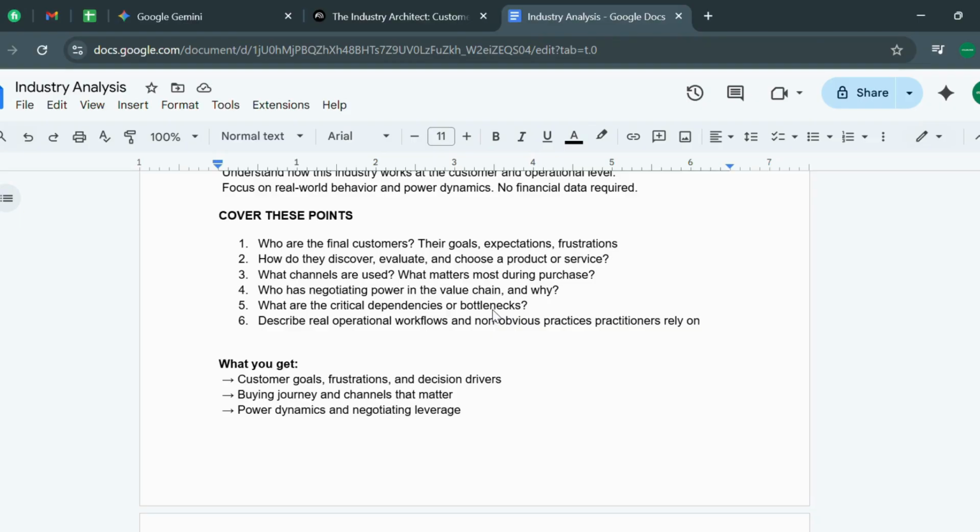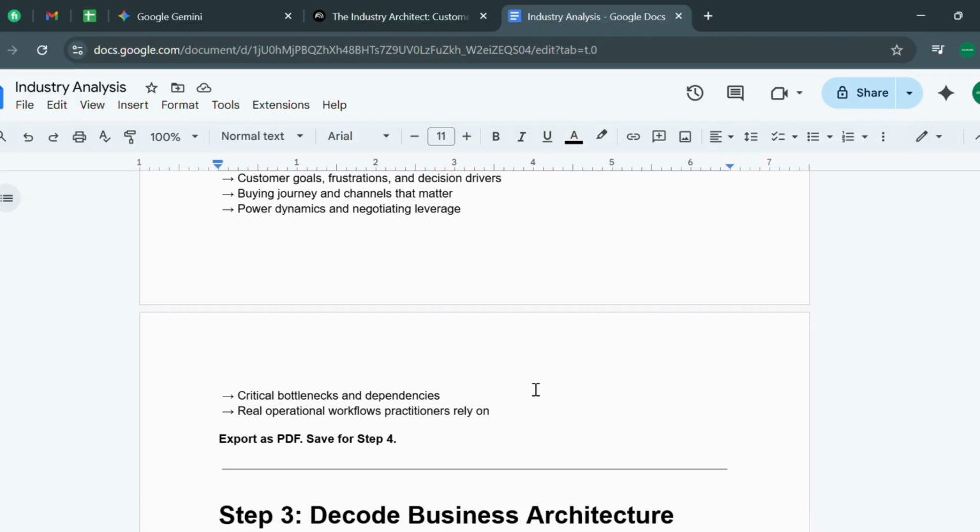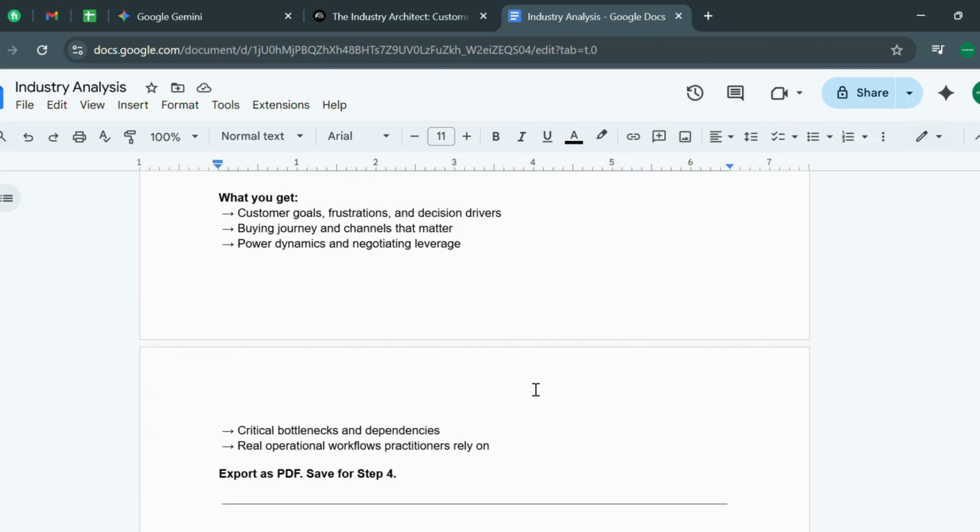So these are all the questions that I felt industry analysts should have in it, and these questions actually put all into this report, or this presentation that we're going to be making. So these are my experiences that I've carved into these particular notes. So do have a look at what we are actually presenting. We're going to be getting customer goals, frustration, decision drivers, buying journey, channels that matter, power dynamics and negotiating leverage, critical bottlenecks and dependency, and real operational workflows practitioners rely on.